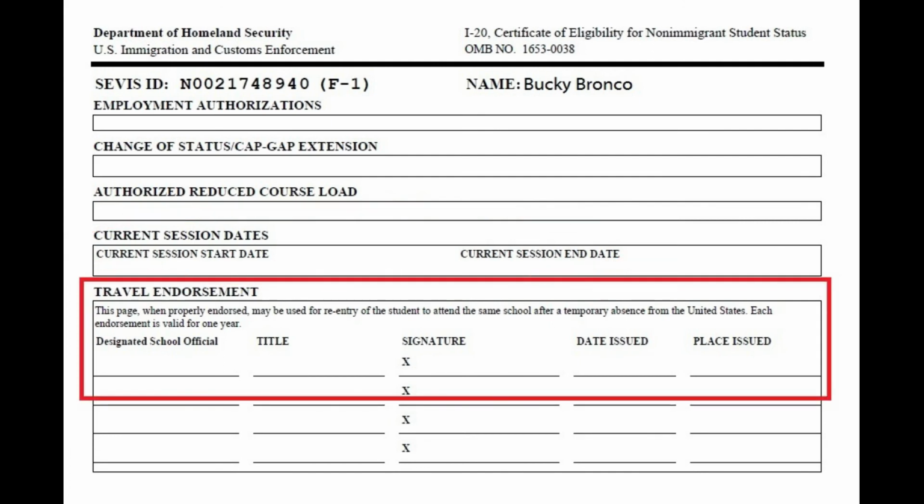Travel endorsement, often called a travel signature. This section should be completed by an ISS advisor at the time your I-20 is created. Signatures are valid for 1 year for current students and for 6 months for alumni on OPT or STEM OPT. You will need a valid travel signature to get back into the United States after you've traveled abroad.